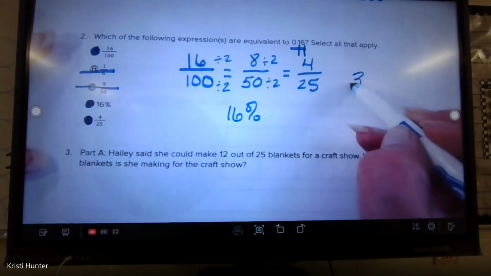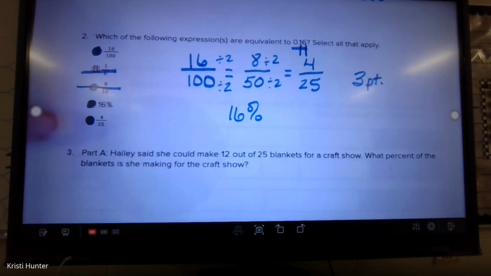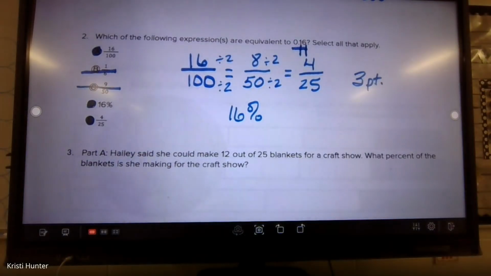So this is also going to be a 3-point problem. You're going to get a point for each one of the answers that you select that are correct.